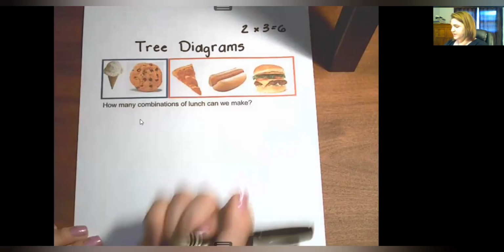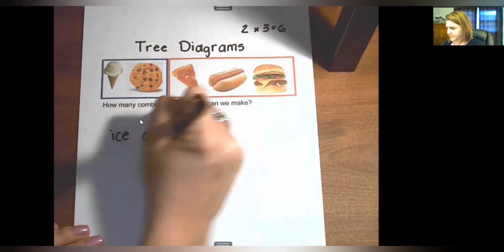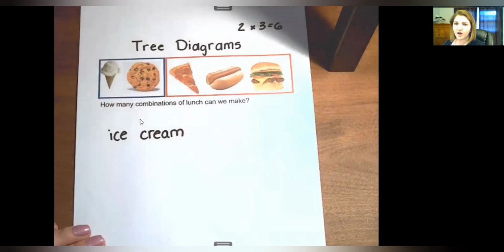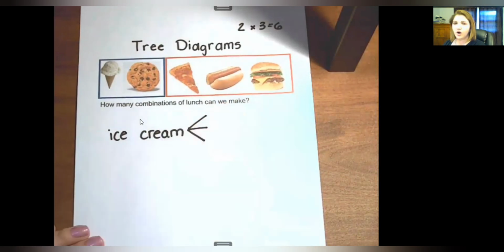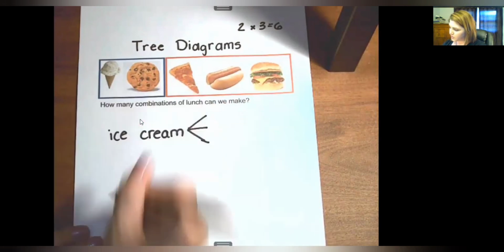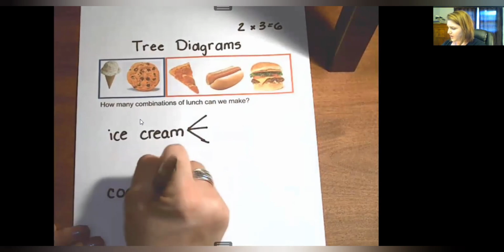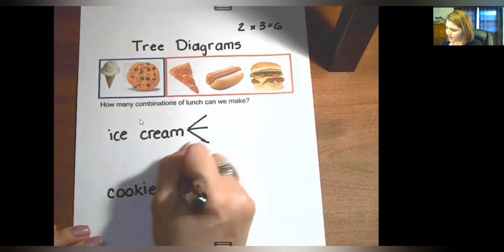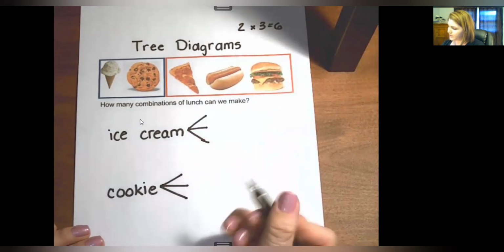The first one I could choose is ice cream. Yum. And how many choices do I have for an entree? I have 3. So I'm going to draw 3 branches. The other dessert choice I have is a chocolate chip cookie. How many entree choices do I have? You're right, I have 3. So I'm going to draw 3 branches.